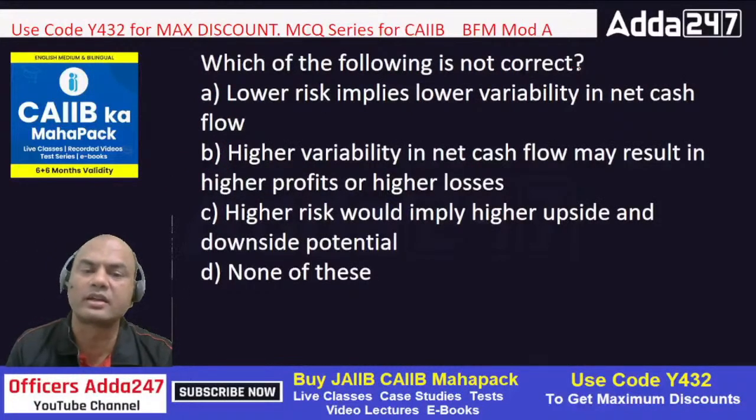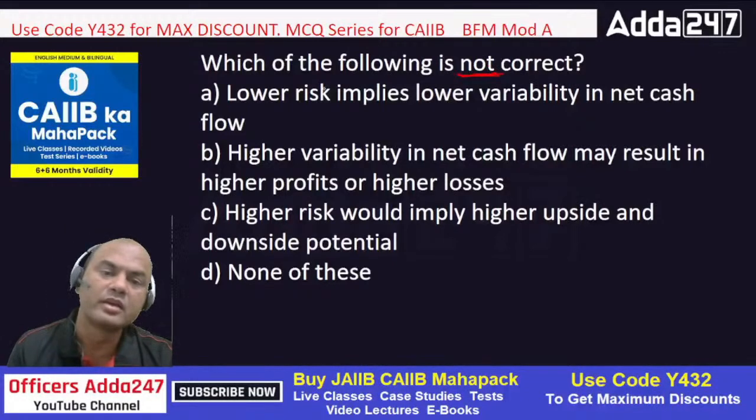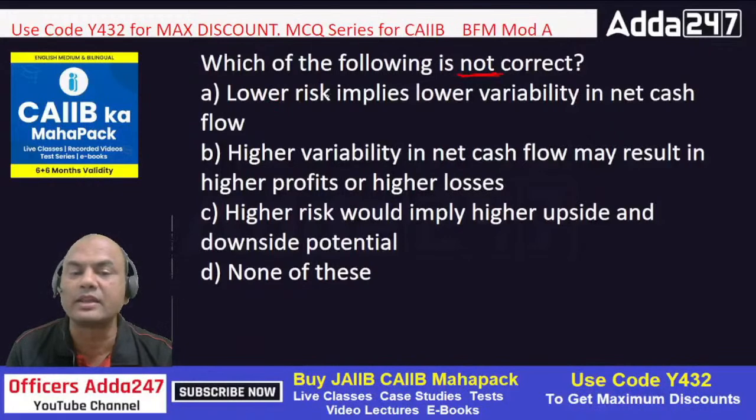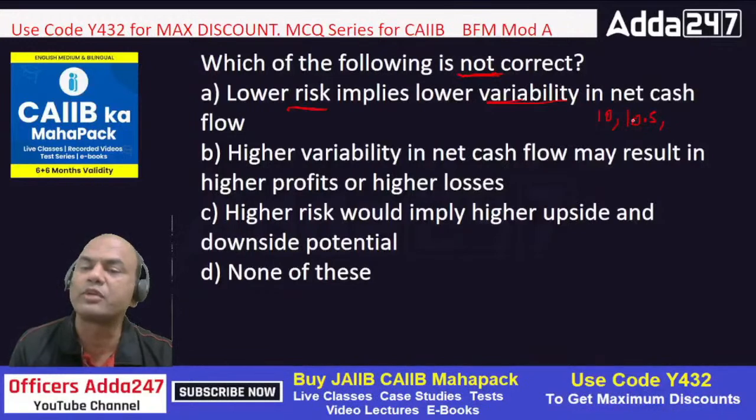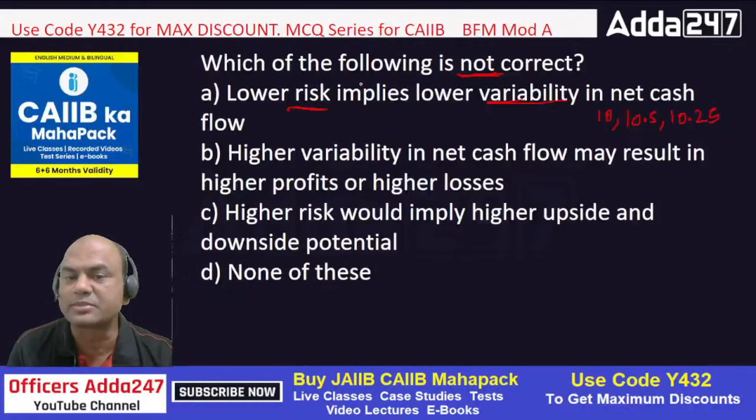Which of the following is not correct? Lower risk implies lower variability in net cash flows. Here we want not correct, we don't want correct over here. So lower risk implies lower variability in net cash flow. Variability means, if one year I am getting 10 lakhs, next year I will be getting around 10.5 lakhs. The third year I may get something around 10.75 lakhs, or 10.6 or 10.25. It can be lower also. So less risk means less variability. It's nearby 10.